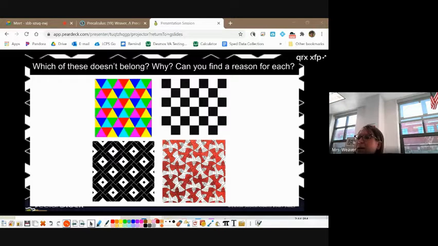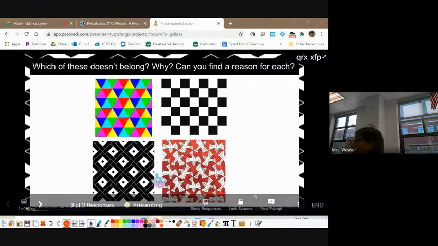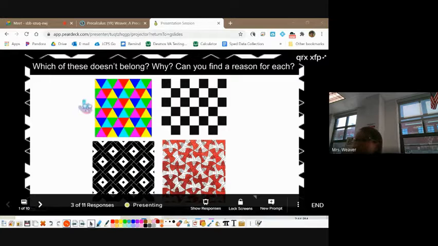Very nice. So I'm getting some different answers. Oh, okay. Very nice. Okay. So Melinda said the top one has no black and white, whereas the others all have black and white. Someone else said the top one is the only one that uses triangles. Okay. So somebody else said that the one on the bottom right is the only one that's based off an animal, or you could say it's the only one that's not using polygons for its sides.